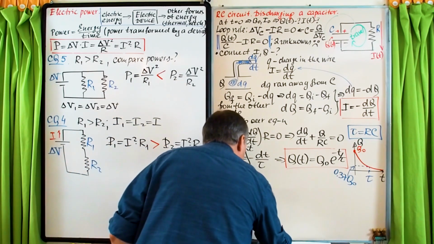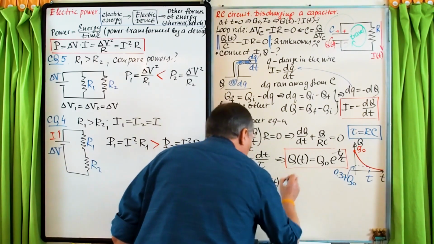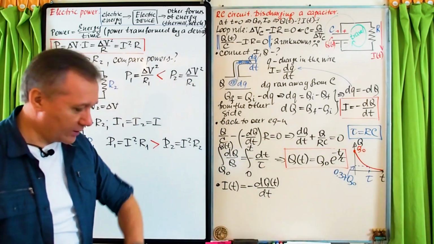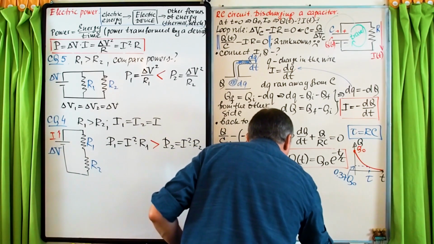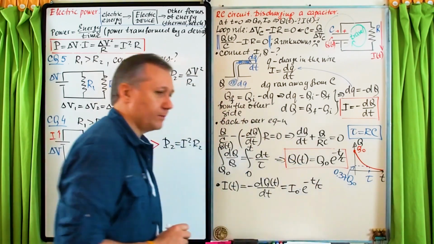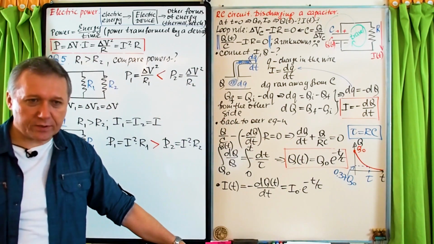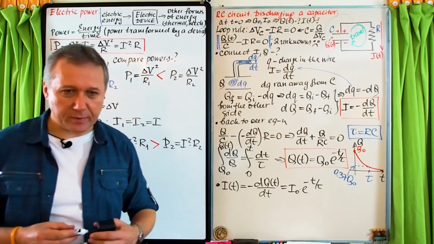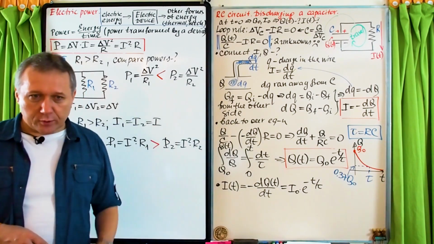Minus dq over dt. So differentiate this. If you differentiate, you will get I naught e to the power of minus t over tau. I'm not differentiating it here, because you can do that by yourself, and it will be, of course, in my lecture notes.